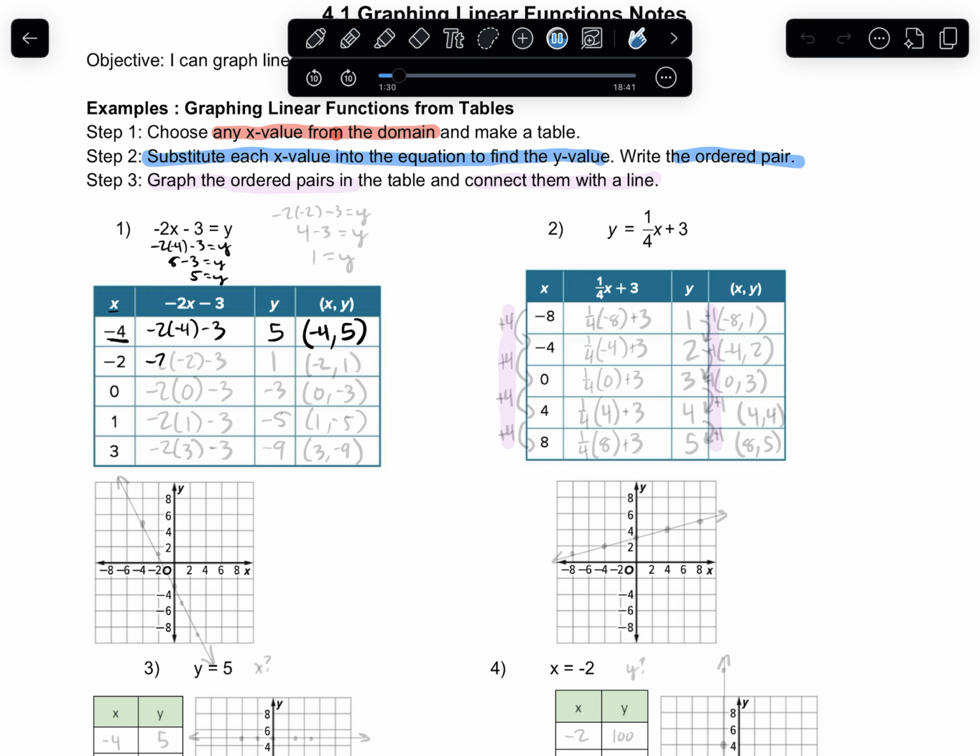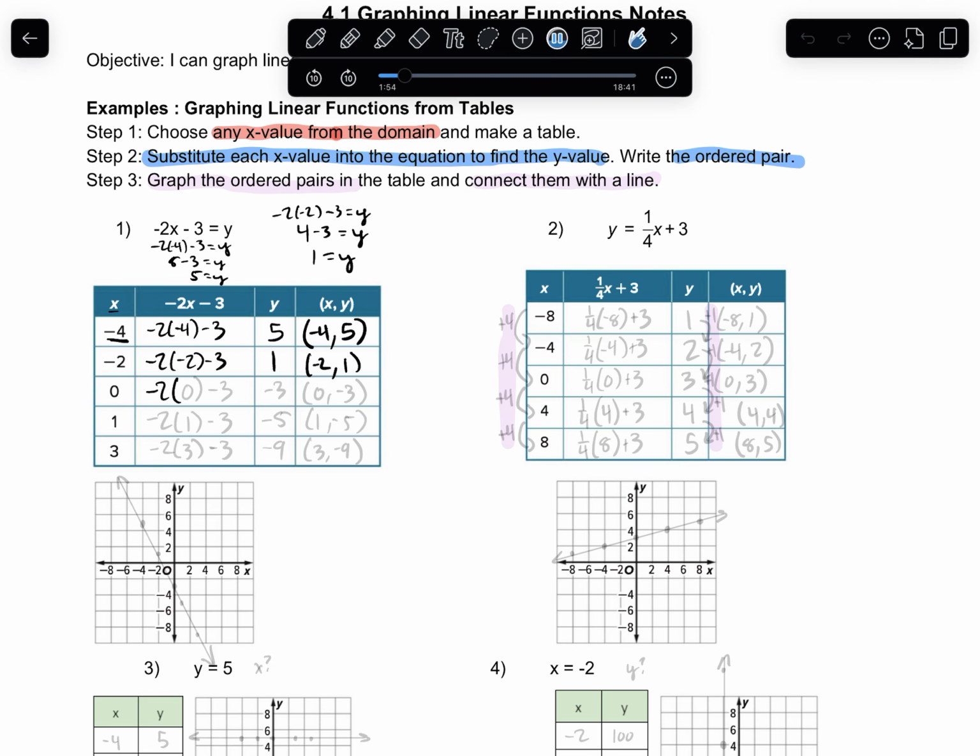So if we put -2, we will have -2 times -2 minus 3. So then we would have 4 minus 3, which makes 1. So then -2, 1. And if we want to check, we can say -2 times -2 minus 3 equals y. So then 4 minus 3 equals y. So 1 equals y. So that is correct with our math.